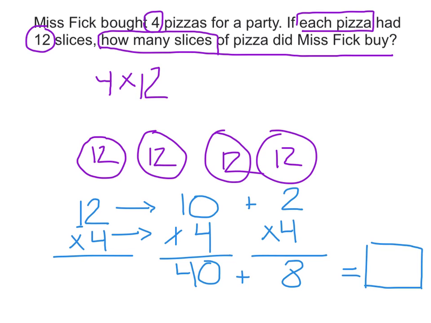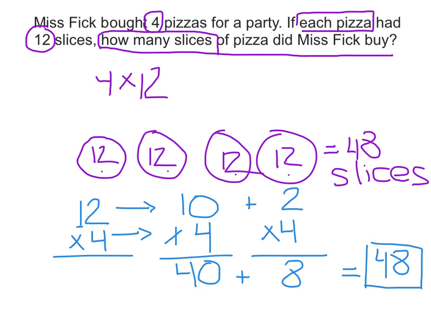And so I know 10 times 4, 10, 20, 30, 40, and 2 times 4 is 8, so 40 plus 8 is 48. But just to be sure, let's skip count by 12s up here. 12, 24, 36, 48. This also equals 48. So Miss Fick must have bought 48 slices of pizza.